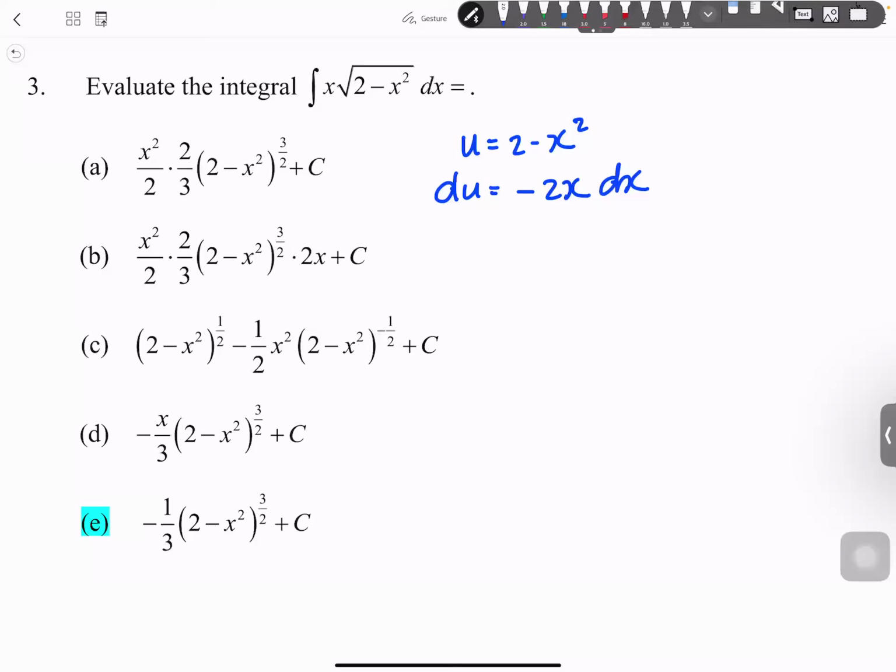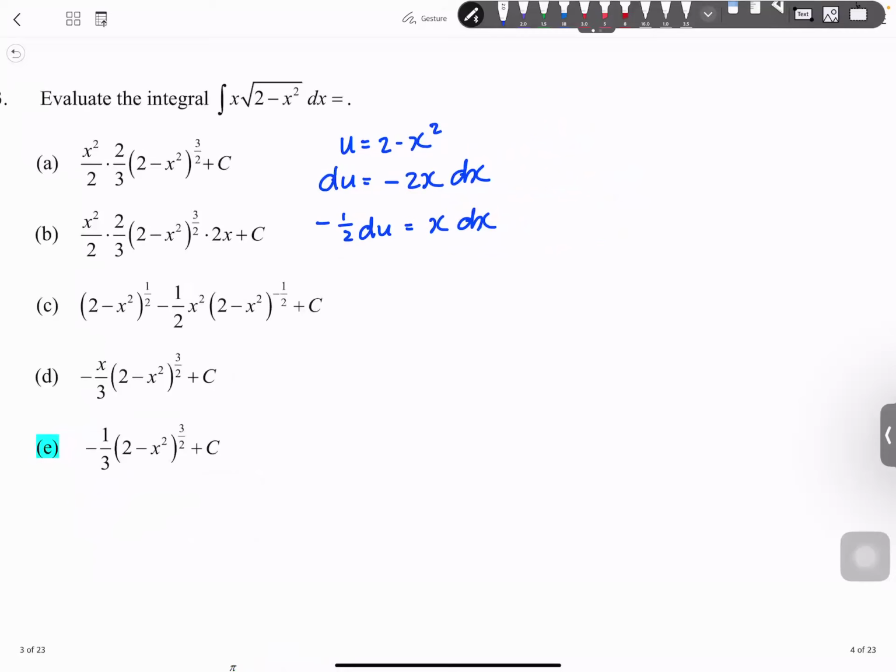All right, in my problem, I do have an x dx that I'm trying to get rid of. So the minus 2 has to go to the other side. So minus 1/2 du is equal to x dx. All right, so now for that substitution, let's sub in. I will get the integral of, all right, so the 2 minus x squared becomes u, and the x dx becomes minus 1/2 du. All right, I'm just going to rewrite this as minus 1/2 times the integral of u to the power 1/2 du.